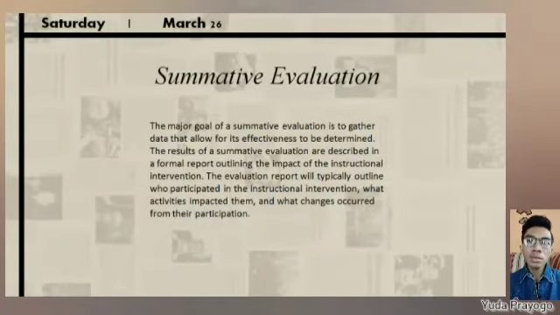The results of a summative evaluation are described in a formal report outlining the impact of the instructional intervention. The evaluation report will typically outline who participated in the instructional intervention, what activities impacted them, and what changes occurred from their participation. The evaluation report will often include the costs and benefits of implementation, descriptions of the essential conditions necessary to continue the program or reproduce it, and recommendations on whether the instructional intervention should be modified, discontinued, or continued as is.